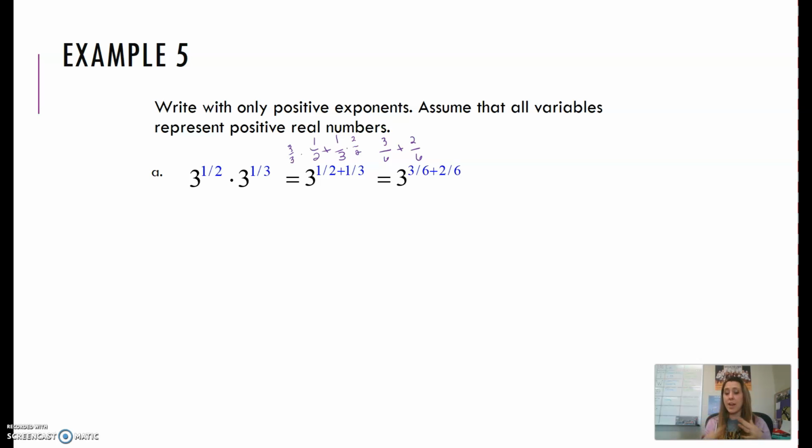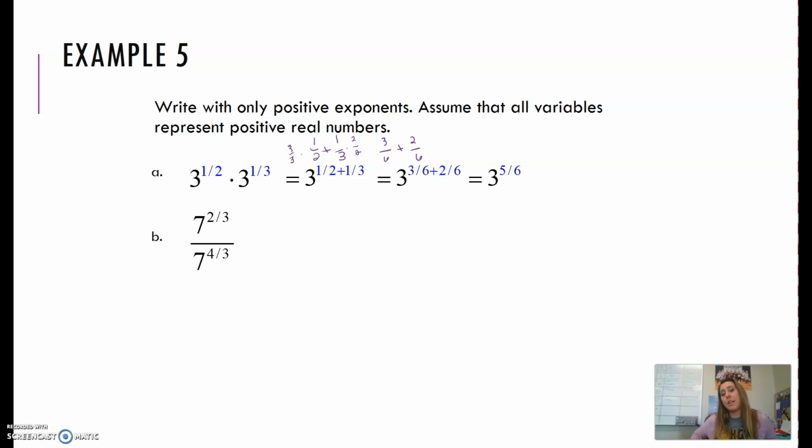So 3 plus 2 is 5, and we end up with 3 to the 5/6. And then that's our final answer. We're just writing it with positive exponents. We don't need to rewrite it. If it asks us to put it in radical form, we could, but we don't need to. You're done. All right, how about this one?